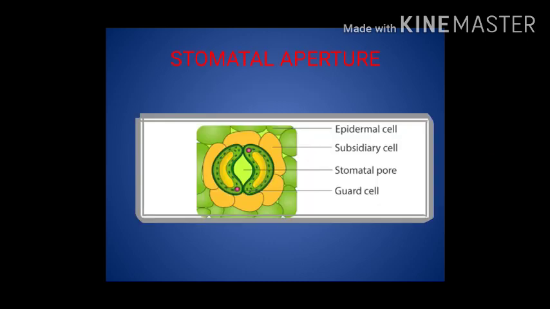Now this is a diagram of the stomatal aperture, which is made up of the stomatal pore. The cells guarding the stomatal pore are the guard cells. The cells present near the guard cells are known as subsidiary cells, and you can see the epidermal cells also.